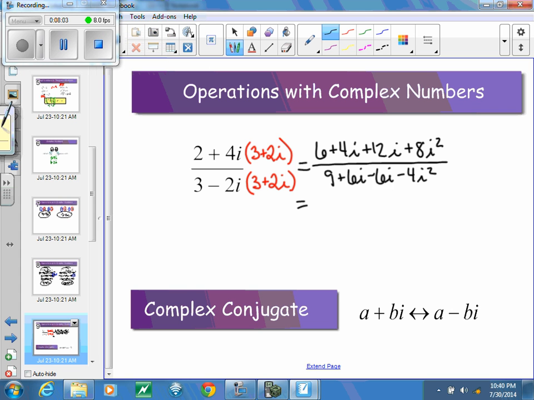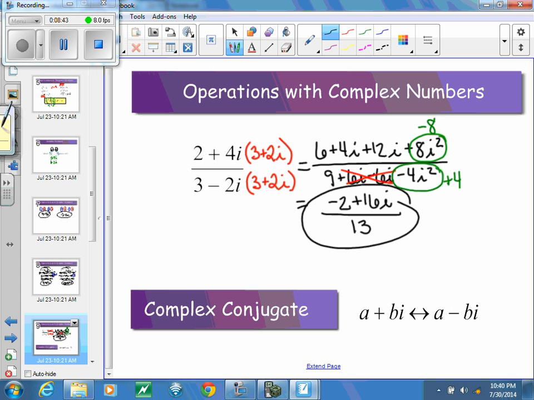Now you might be saying, well, wait, we still have some i's in our denominators. Not for long. In the numerator, this positive 8i squared is going to become negative 8. Put that with the 6. That gives me negative 2 plus 16i. And then down below, 6i minus 6i cancels out. And because i squared equals negative 1, this minus 4i squared is going to be a positive 4. And now I have 9 plus 4 is 13. And there we are.